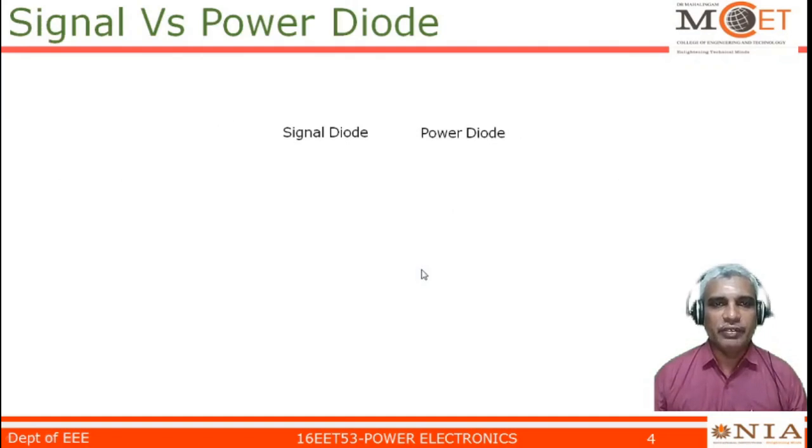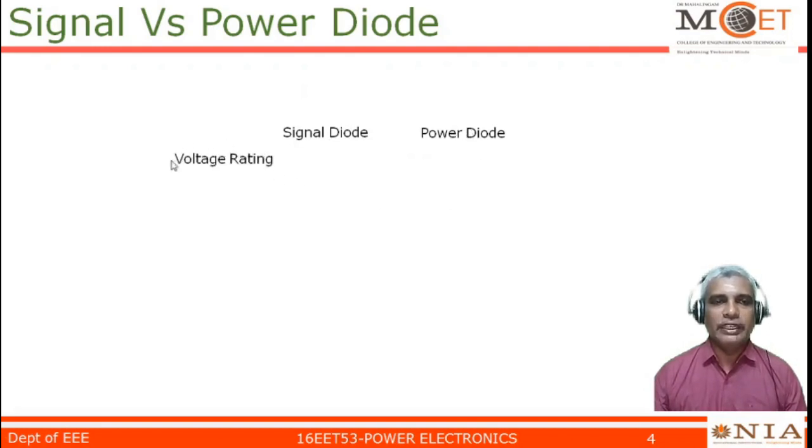Before going to the lecture, we will understand the difference between a signal diode and a power diode. A signal diode is generally used in simple electronic circuitry where the power of the circuit is very low, maybe a few hundred watts. So let us go into the detailed difference between a signal diode and a power diode.